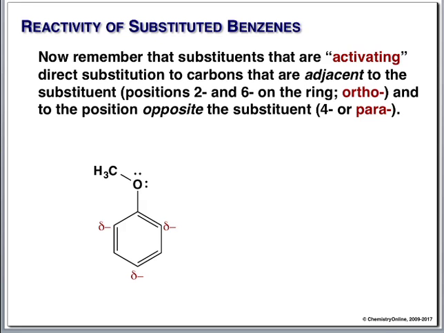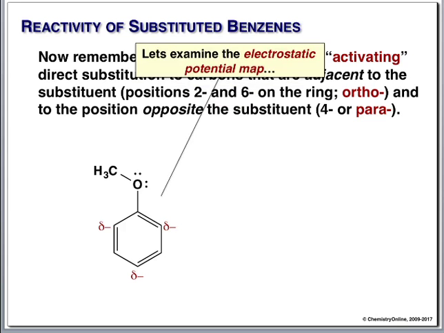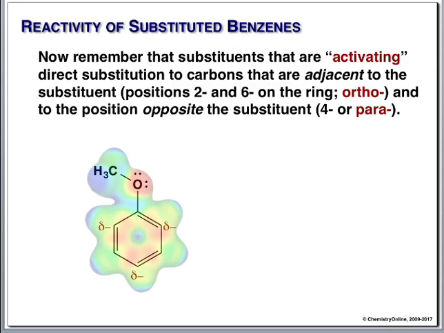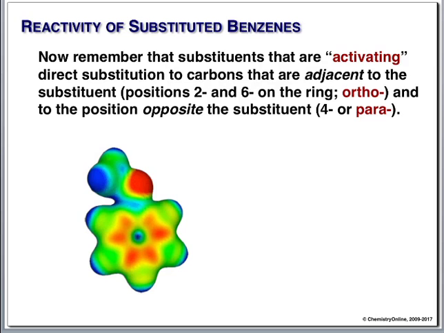What I did, I have this computer program that will allow me to calculate an electrostatic potential value. And I did that for methoxybenzene. It looks something like this. Now remember, this, and this are the carbons where we expect all this negative charge. All right, I was a little puzzled.